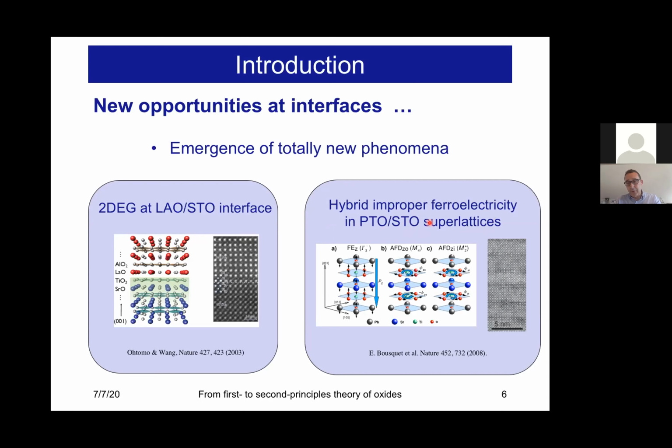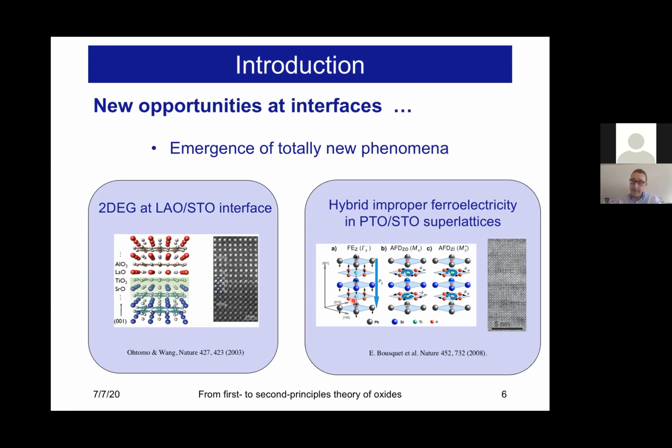Another phenomenon that maybe you don't know is the appearance of hybrid improper ferroelectricity in lead titanate, strontium titanate superlattices. That's the work we did with Jean-Marc Triscone from Geneva, who is one of the organizers of the school, where we showed that when you create some superlattices alternating lead and strontium titanate, due to the change of symmetry, now you can achieve some coupling between the oxygen rotations in these materials and the polarization and produce what we call hybrid improper ferroelectricity.